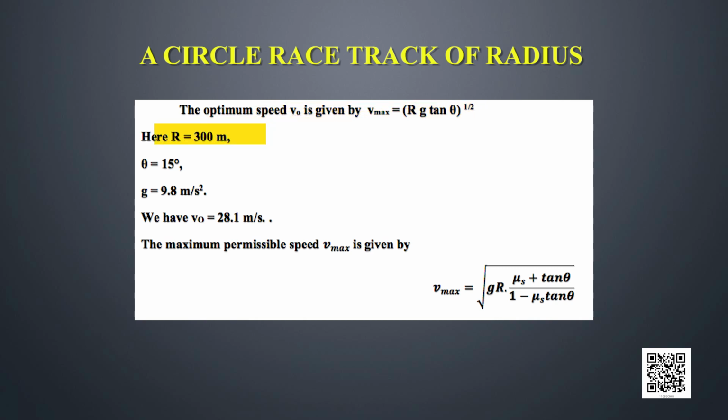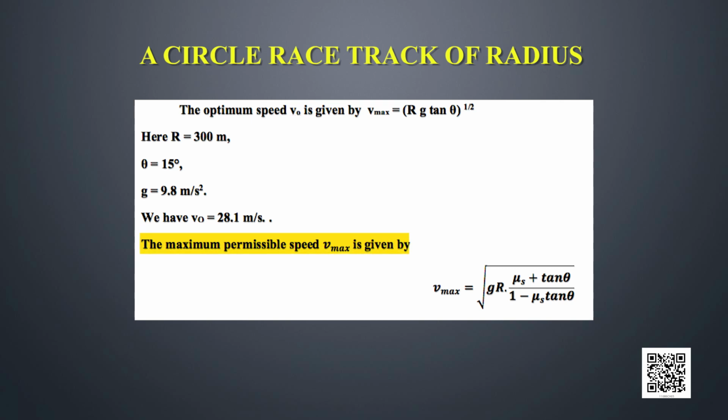We are given radius of the track as 300 meter, angle of banking theta as 15 degree, g as we have stated earlier should be taken as 9.8 meter per second square and not 10 meter per second square. Calculations give us v naught equal to root r g tangent theta equal to 28.1 meter per second. This value 28.1 meter per second is the maximum safe speed at which the car can negotiate the curve without using the force of friction.